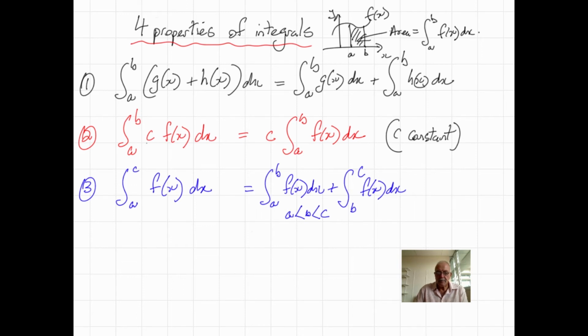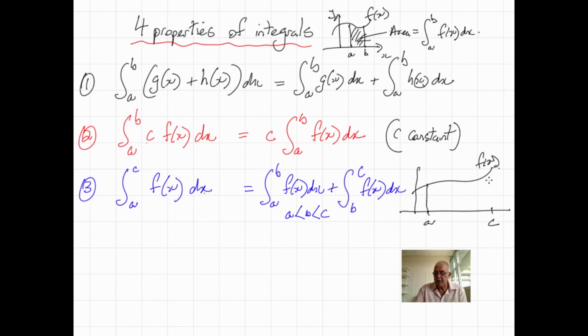The third one is that if you want to integrate between a and c of this function, f of x with respect to x, and you know that in between a and c you've got an x value of b, then you can integrate between a and b and then add the integral from b to c of the same function. Now, probably best to try and do some sort of graph here. So here's my f of x, and here's my a, and here is my c.